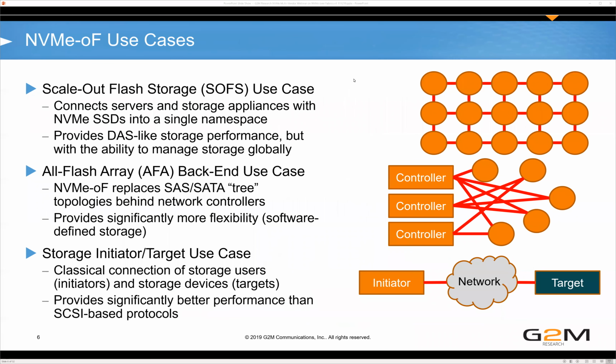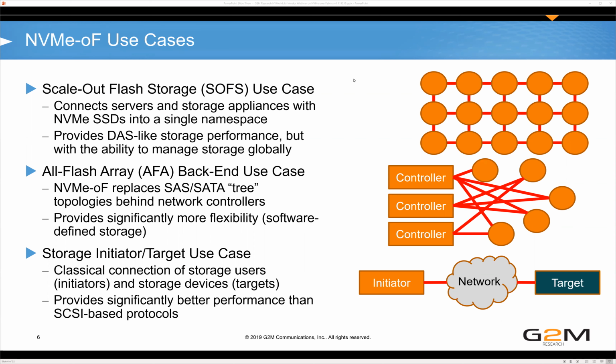So we're going to talk about some different use cases. There are 3 I think are of primary interest. One is scale-out flash storage. This is a use case where you have a bunch of servers and/or storage appliances with NVMe SSDs in each of them, and you use a software package to make this look like a single namespace. So it's kind of like DAS in the sense that each device or server has its own devices, but they're shared globally, so they can also be managed globally.